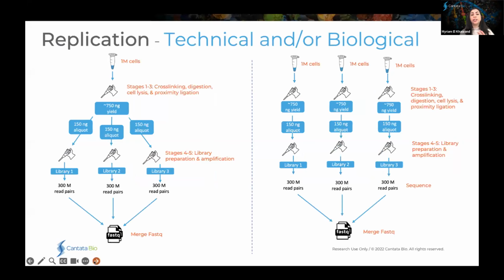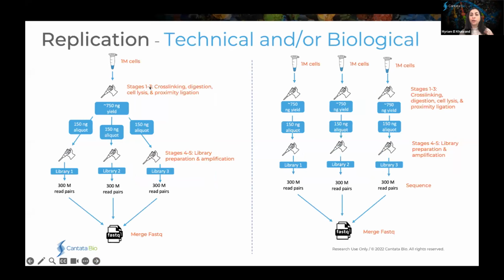So if you're looking to do a technical replication, you're going to start with your sample aliquot. The standard protocol calls for 1 million cells. You can also start with tissue or blood sample. So in this case, I'm just describing the process for a 1 million cell aliquot. You start with your cell aliquot. You go through stages 1, 2, and 3.